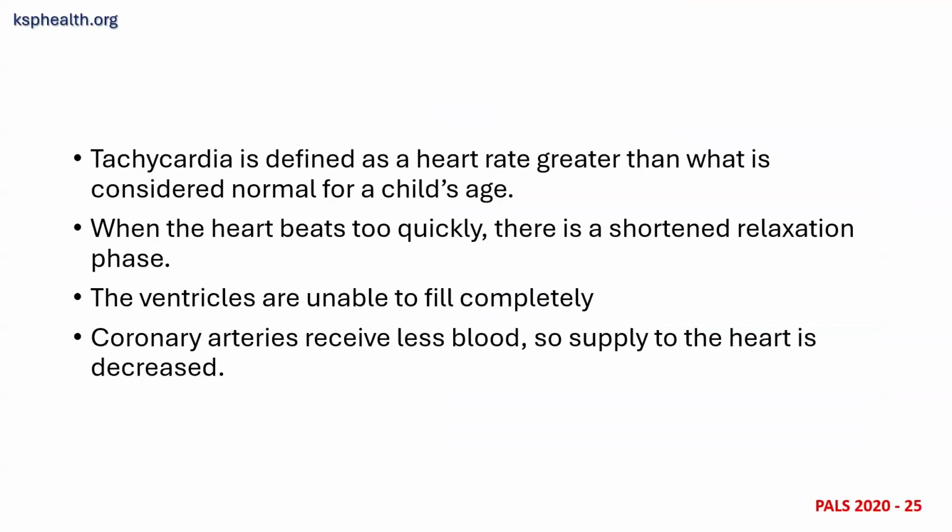Next is tachycardia. What is tachycardia? Tachycardia is defined as a heart rate greater than what is considered normal for a child's age. When the heart beats too quickly, there is a shortened relaxation phase. The ventricles are unable to fill completely. Coronary arteries receive less blood, so supply to the heart is decreased.